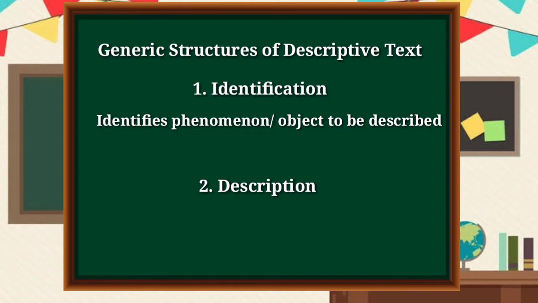Dengan kata lain, identification ini berisi tentang pengenalan objek atau tempat apa yang akan dideskripsikan. Jadi, bagian ini terletak pada paragraf pertama, dan identification ini bertujuan untuk mengenalkan kepada pembaca tentang objek yang akan dijelaskan sebelum menjelaskan secara mendetail mengenai tempat tersebut.